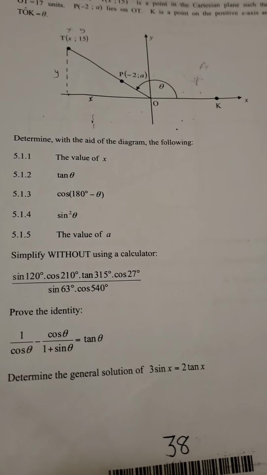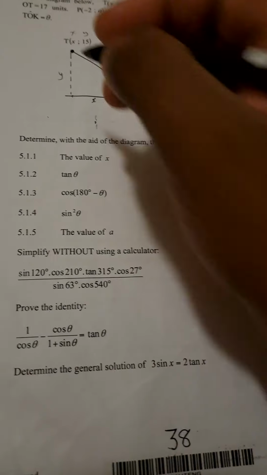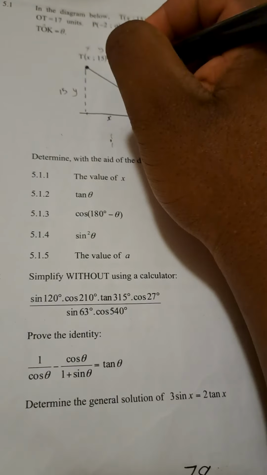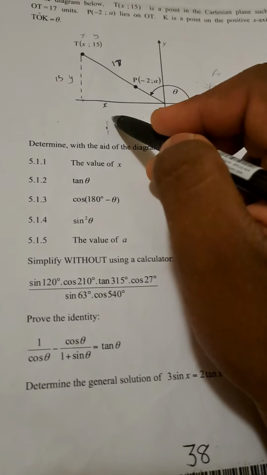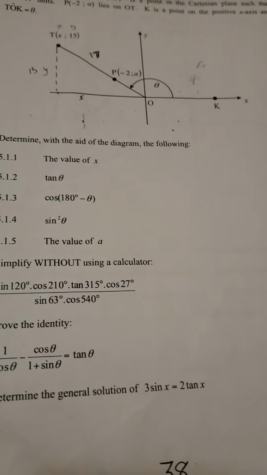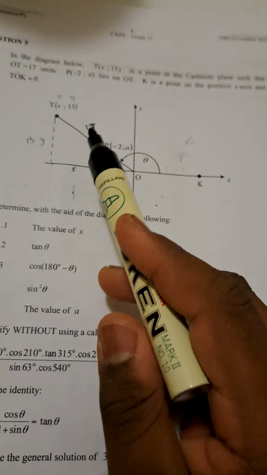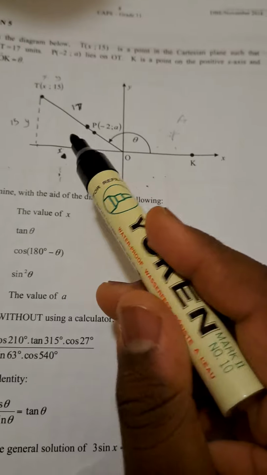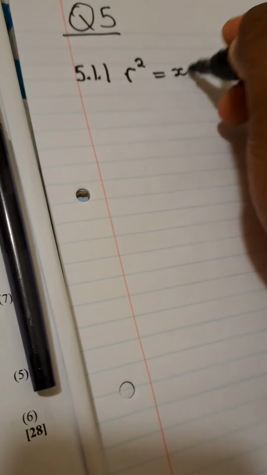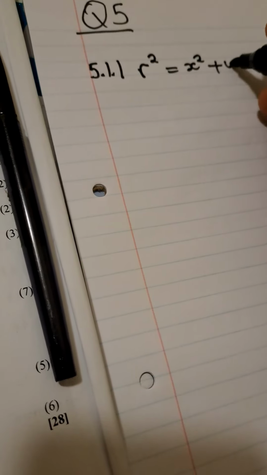So how do you find the value of x? We have 15 here and 17 here, as they mentioned. They want x, so we can use the Pythagoras theorem. When I say Pythagoras theorem, I mean you say the radius squared is equal to x squared plus y squared. This is trigonometry, so we're no longer going to talk about the hypotenuse.